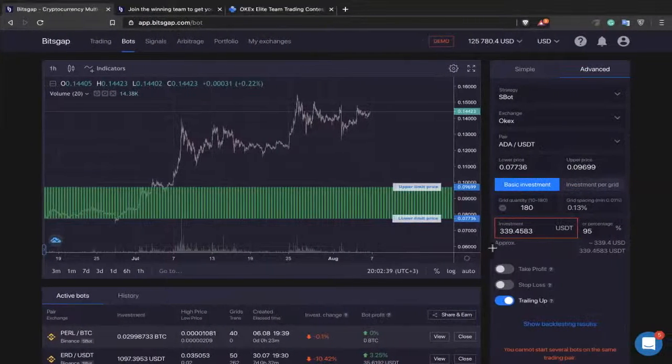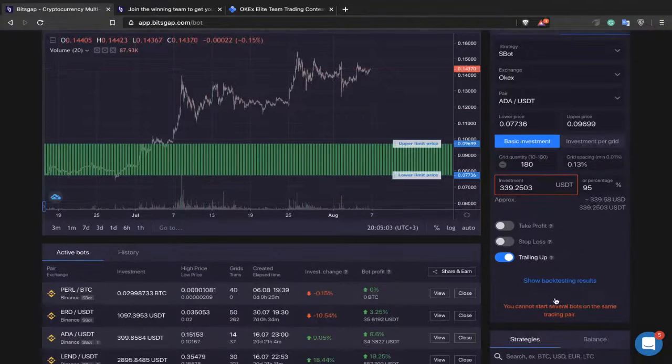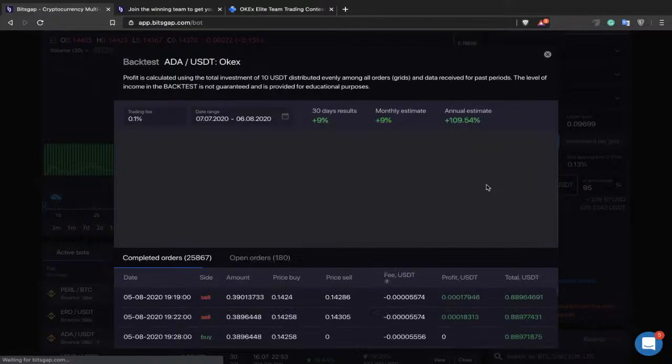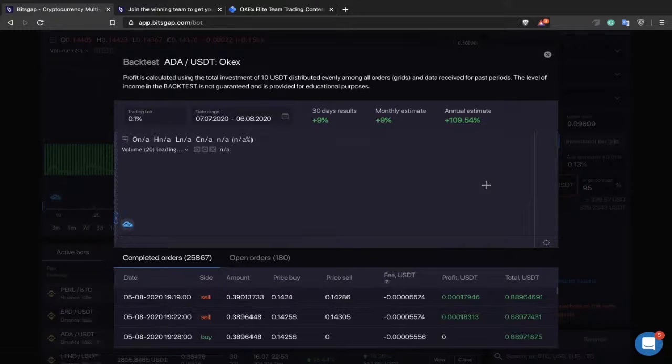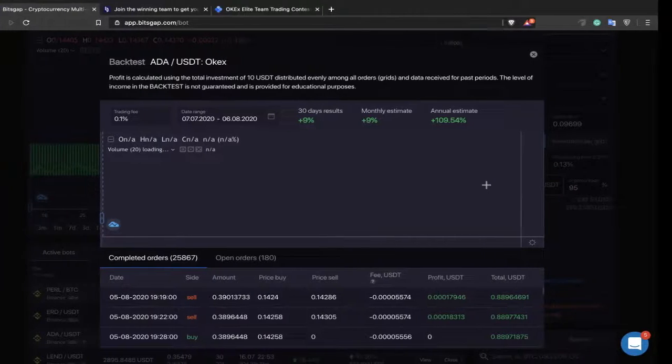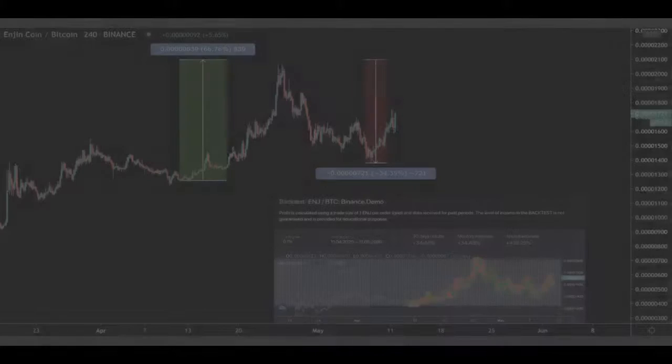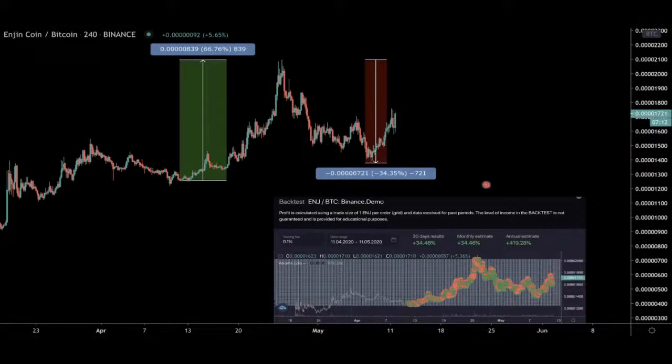And the backtesting, the one that is used in defining the recommended strategies, which you see if you click on show backtesting results, is basically validating the strategy using the historical price. So let me show you the example. It takes into account the volatility, risk, and value change, as well as the profit.